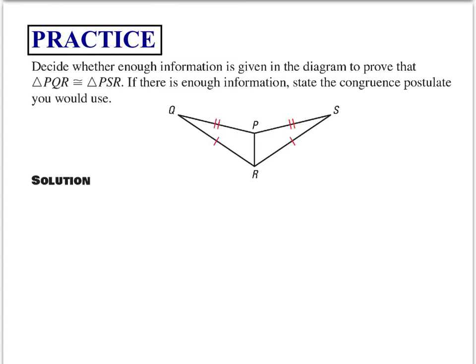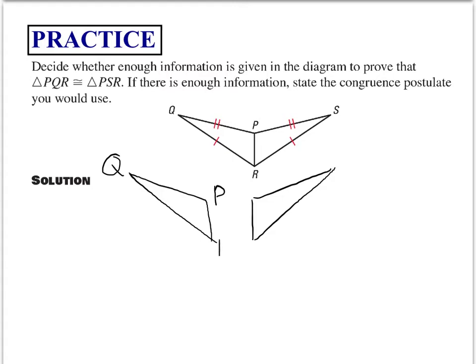Okay, so let's look at this and decide whether enough information is given in the diagram to prove that triangle PQR is congruent to PSR. If there is enough information, let's state the congruence postulate we would use. So once again, I think it's helpful to break these up. And you'll find that when we do a lot of these, breaking them up is always going to make it easier for you. That's our goal here. We want to make our lives easy, not difficult.